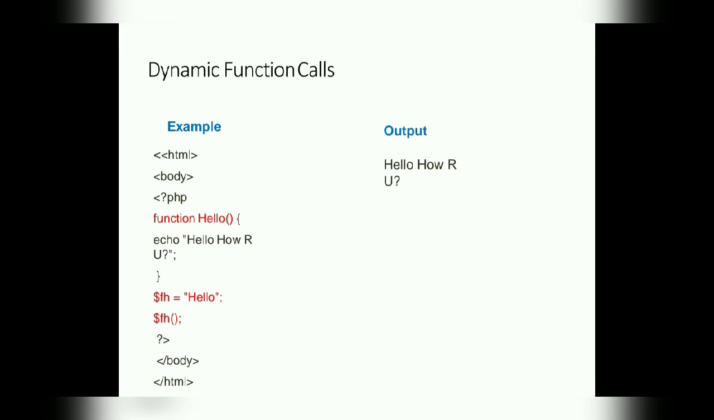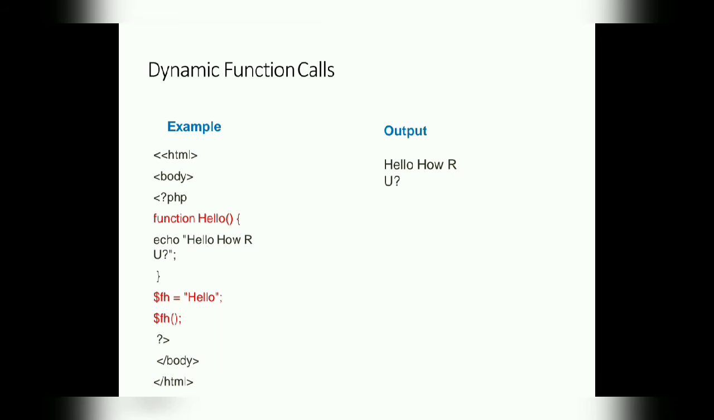Now, dynamic function calls. Dynamic, we basically know it as runtime. A function name can be assigned to a variable and later on this variable can be used in place of the function. Getting the point? A function is assigned to a variable and this variable is used as a function later on. So this variable is treated as a function only. This is nothing but the concept of dynamic function call.